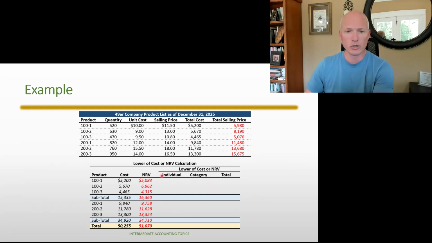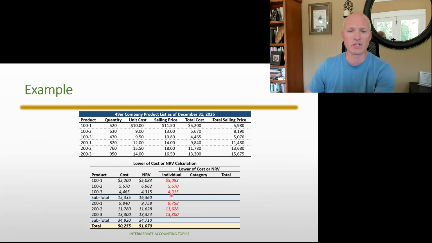And so then for each of these, we choose the lower of cost or net realizable value. First, looking at the individual items, we would compare item by item. So we'd look at the cost of item 100-1 and compare it to the net realizable value. In this case, the net realizable value is the lower number, and so that is what we bring over into this column. We do something similar for the next one. In this case, you can see the cost is lower than the net realizable value, so we would carry over the cost.